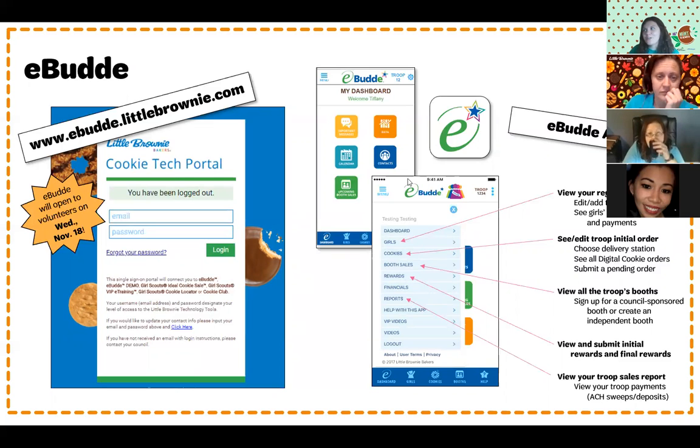For Troop Cookie managing on the go, eBuddy also has an eBuddy app, and it has all of the functions of the website. You can view and register your girls, you can see and edit your Troop's initial order, you can view all of your Troop's booths, you can sign up for booths. So if you're out and about during those booth scheduling rounds and you still wanted to get in, definitely you can hop on the app. You can view and submit initial rewards and final rewards. And you can view your Troop sales report. So the app is really, really great. It has a lot of really great tools, especially if you're on the go. But then also we do encourage you to hop on that desktop version every once in a while so that you're familiar with that as well.